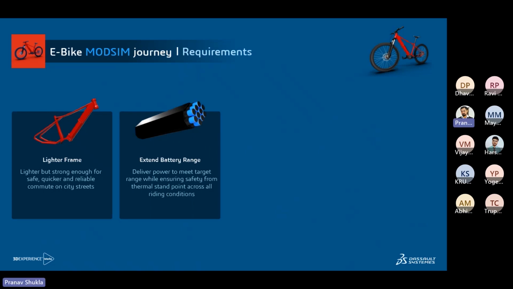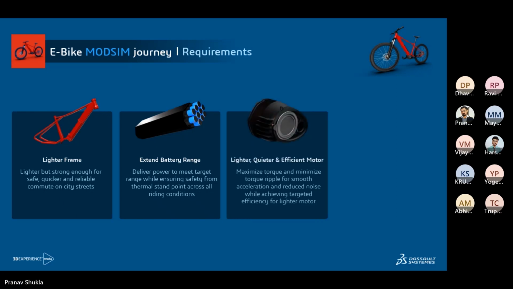The second thing is extended battery range. The range is a concern. Extending the battery range is possibly the most important single decision for the designer due to its impact on user convenience. Also, it is necessary to ensure riders' safety from a thermal standpoint across all the riding conditions.